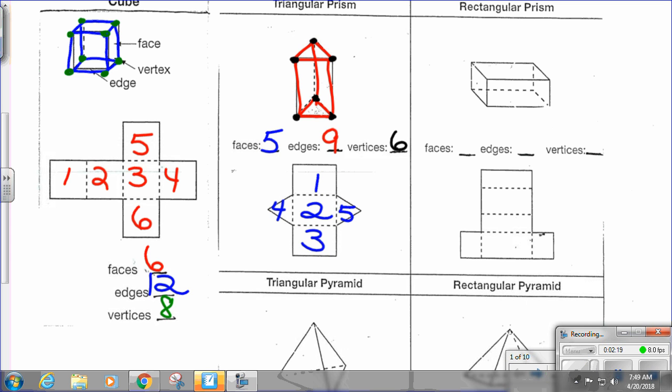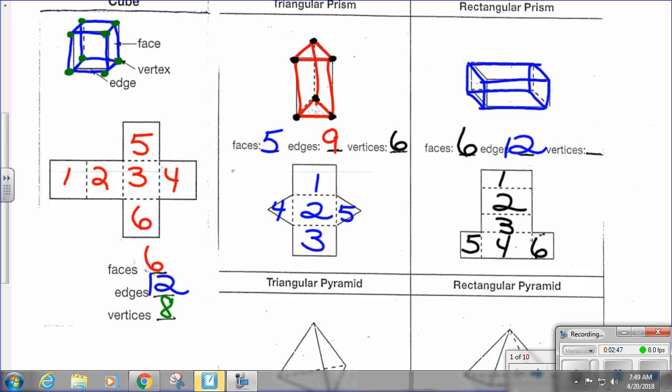Okay, so we got to count our faces. 1, 2, 3, 4, 5, 6. 6 faces. Trace it for the edges. 1, 2, 3, 4, 5, 6, 7, 8, 9, 10, 11, 12. Almost missed that. And the vertices are where they intersect. 1, 2, 3, 4, 5, 6, 7, 8.